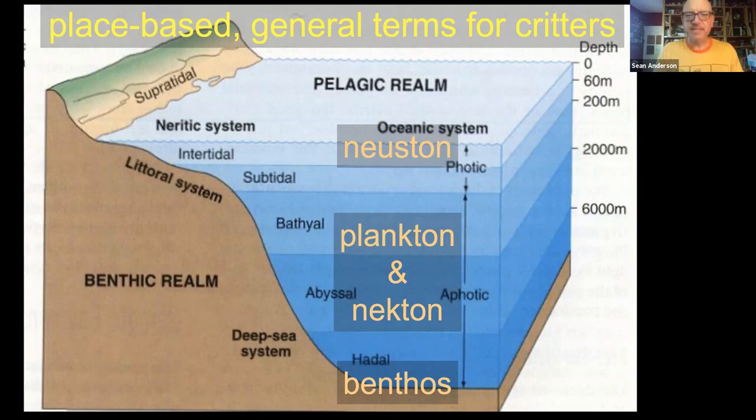Cool? So we have all these different ways of differentiating things. Is something more pelagic? Is something more benthic? Is something more neritic, near shore? Is it more oceanic, far away from shore? Is this a critter that's associated with the skin of the ocean? Is this something that's floating in the water and just going with the flow? Or is it able to swim? Or is it associated with the bottom? Cool? Make sense? Can I ask about proximate versus distal to an edge again?